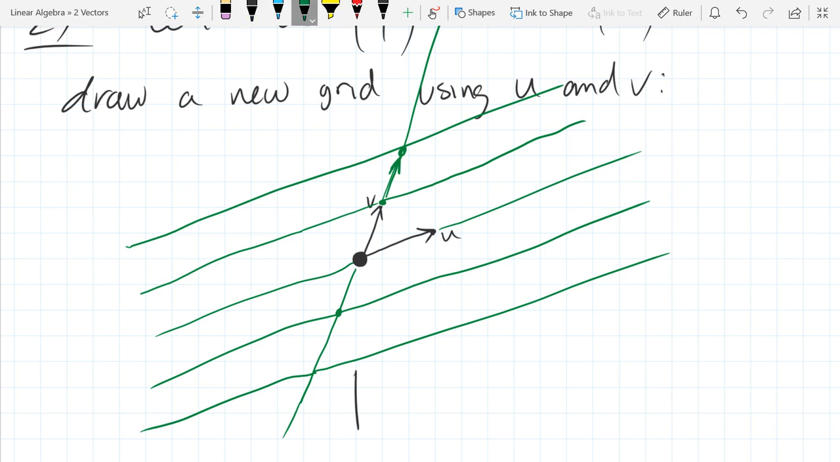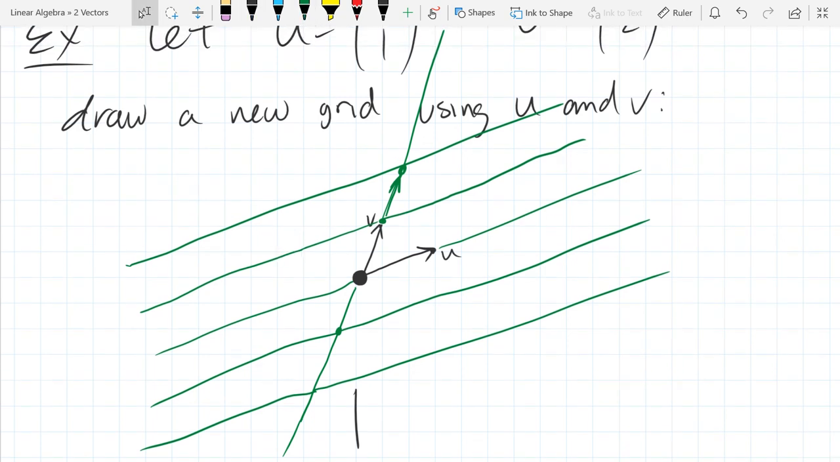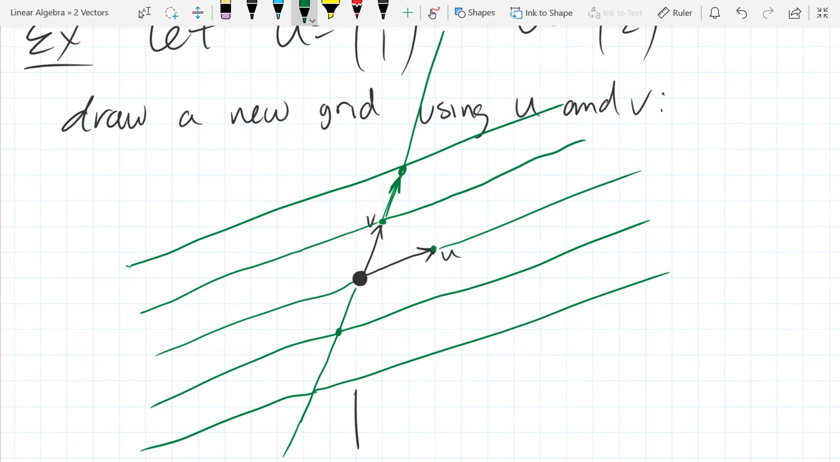So now I have to draw my other grid lines, the ones that are parallel with the vector v. So the way we're going to do that, we're going to start at the end of the vector u, and you're drawing parallel to v now.